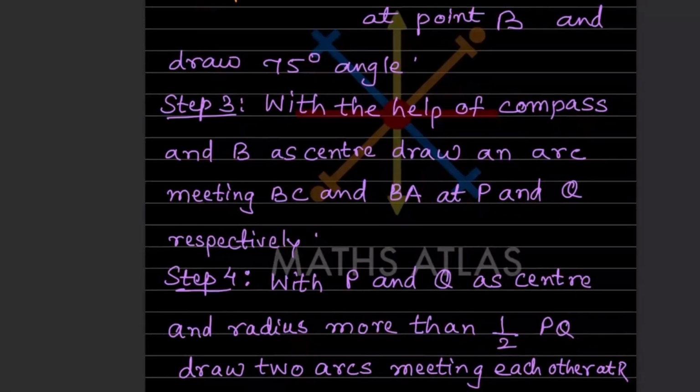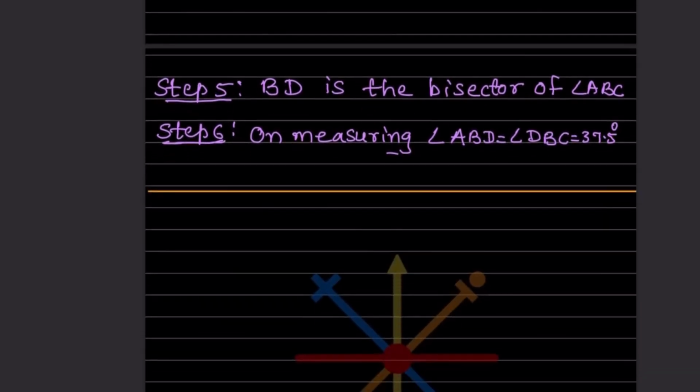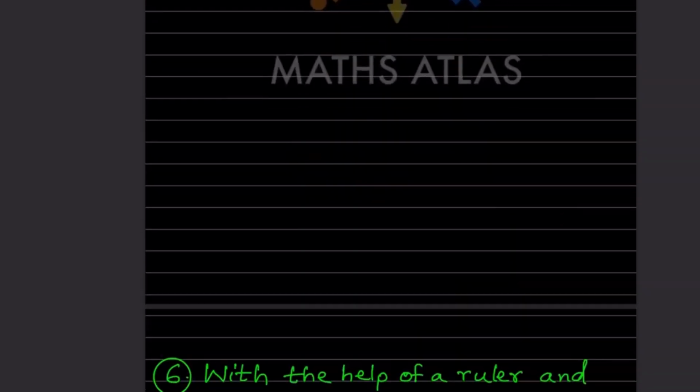So this is the explanation you can see, because we have to write the steps of construction also. So you can just look at these steps. The same thing whatever has been explained is given in steps.